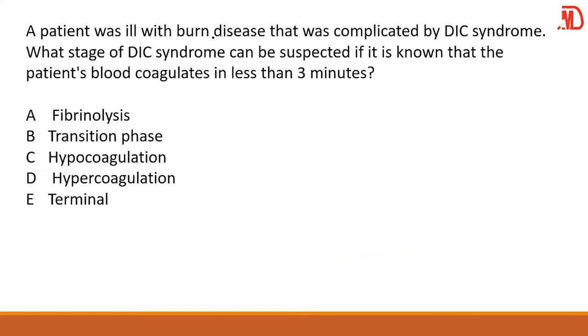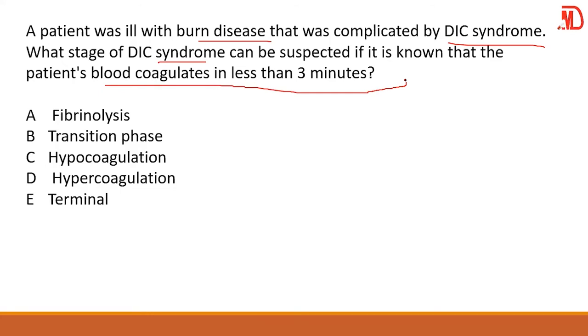A patient was ill with burn disease that was accompanied by DIC syndrome, that's disseminated intravascular coagulopathy. So what stage of DIC syndrome can be suspected if it is known that the patient's blood coagulates in less than 3 minutes? I think when we talked about DIC, I gave you the stages of DIC.